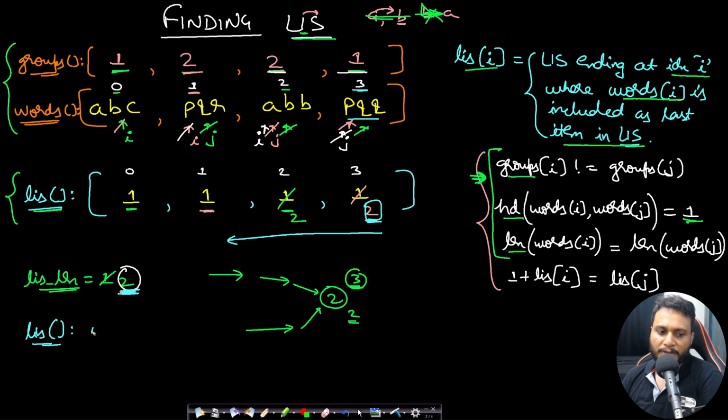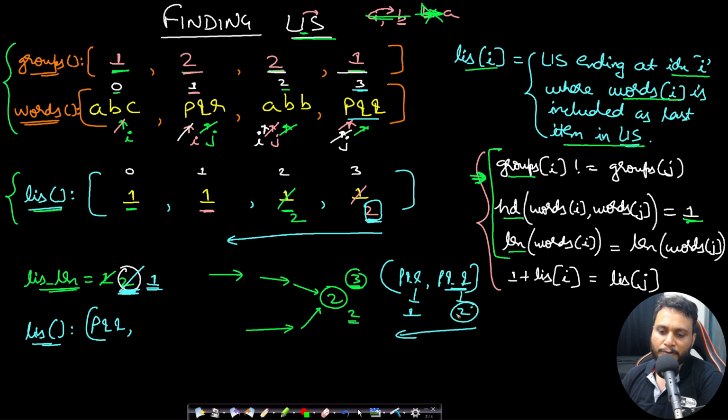So I'll be putting PQQ, including it into the subsequence, and I will decrease the LIS expected length to 1, because let's say in this case, if PQR comma PQQ was the answer, then the LIS ending at this point will be 1 and here it will be 2, right? That is why if you move from right to left, and you have included PQQ, the previous item should have LIS value 1. So that is why I am decreasing the value here.